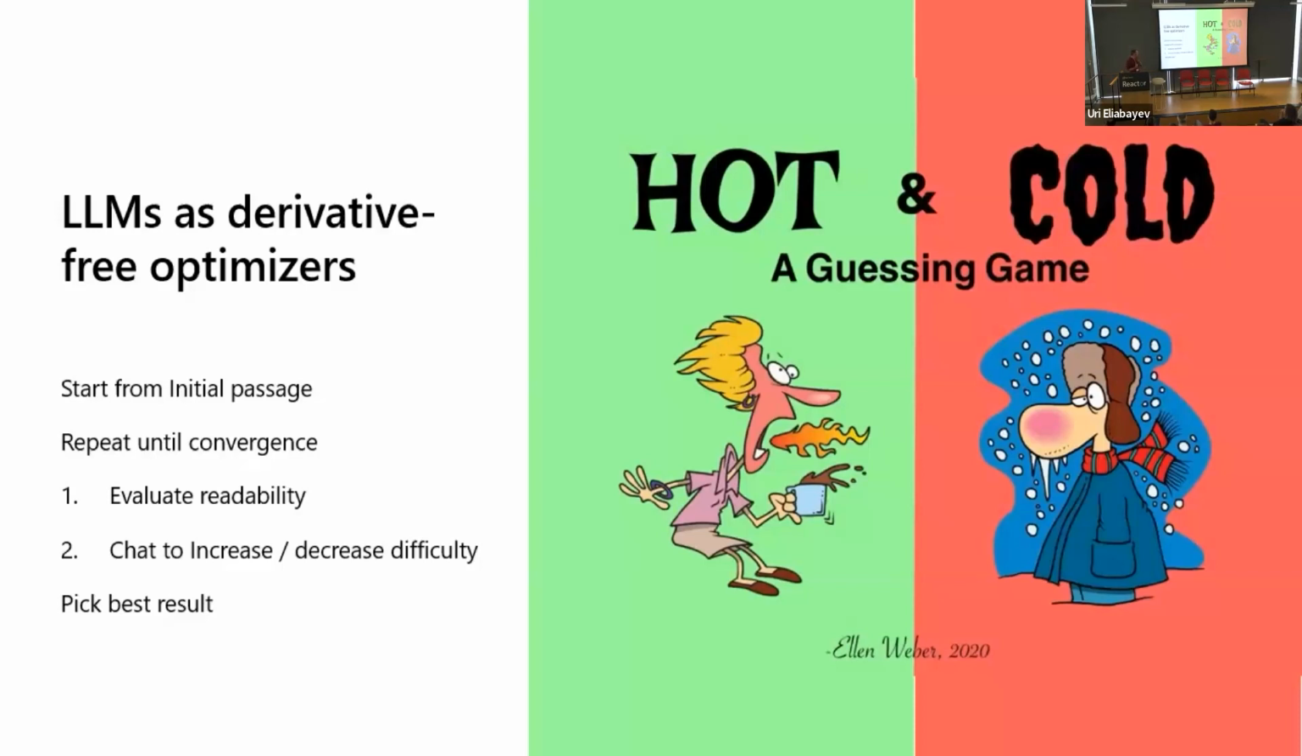We evaluate the readability, and we ask the model to either increase or decrease the difficulty until it converges. At the end, since we did many attempts, we can just pick the best one that we've seen from this activity. A nice thing here is we're using chats, because we can use the conversational memory of the model to act like a momentum mechanism in optimization. This helps the model adapt the magnitude of change. So we can tell it to make it harder or easier with respect to the context of the previous attempt that we had.